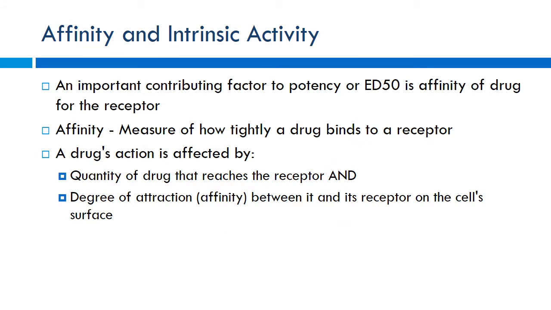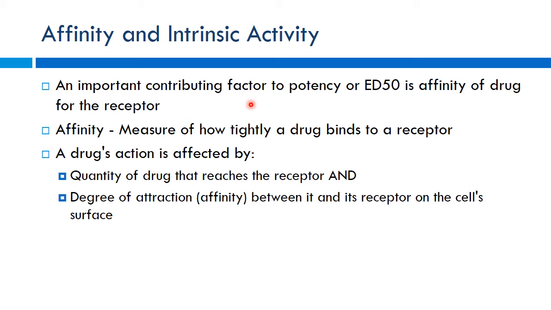Okay, so we talk about affinity and intrinsic activity. We can see that one of the important factors that goes into potency or ED50 is the affinity of a drug for the receptor. That's basically how tightly it binds to it. If a drug can come along and bind very tightly and does not like to dissociate from that receptor, that means it's going to have a high affinity. If it binds very lightly and it can dissociate very easily, that's a relatively low affinity.